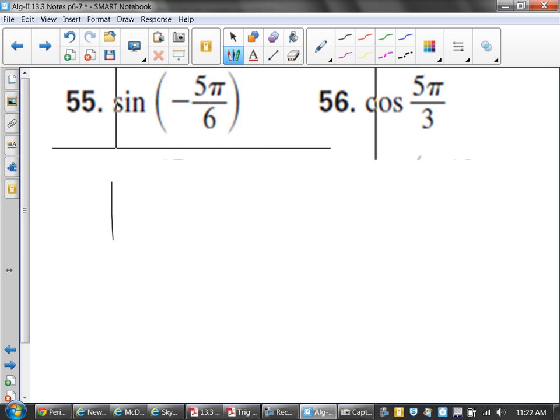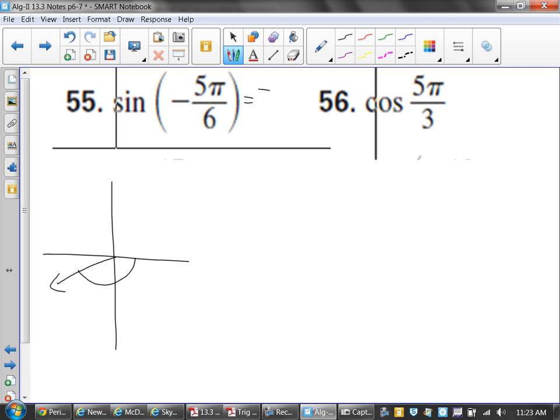All right. Negative 5 pi over 6. It's almost 1 pi. And it's going the other direction. We're stuck in the third quadrant. Do we agree? Yeah. Okay. Now, is sine positive or negative in the third quadrant? It's going to be a negative, so I know my answer is going to wind up being negative. What's my reference angle?